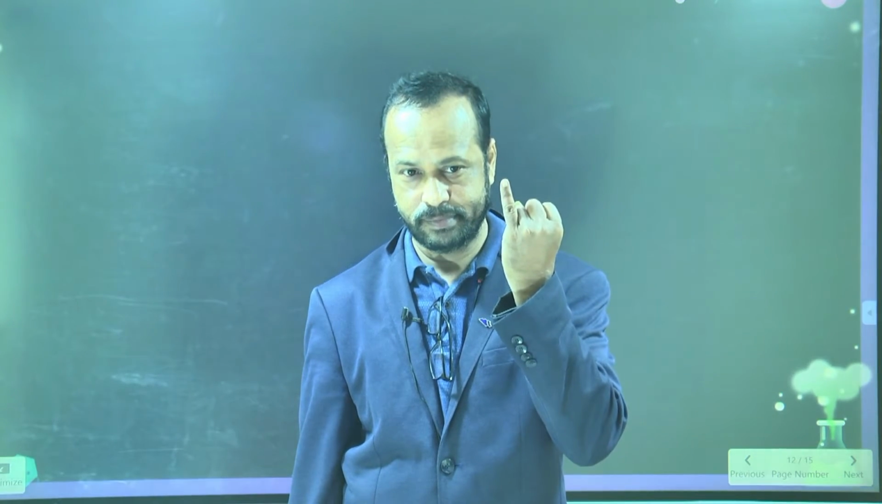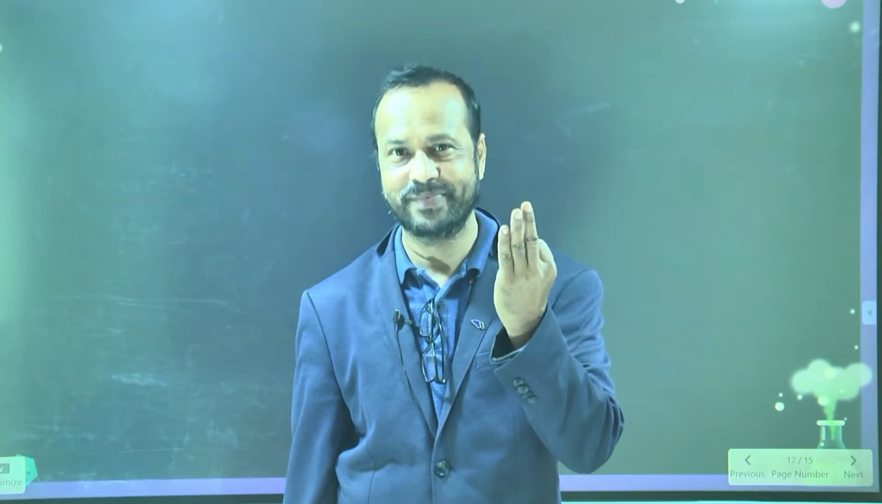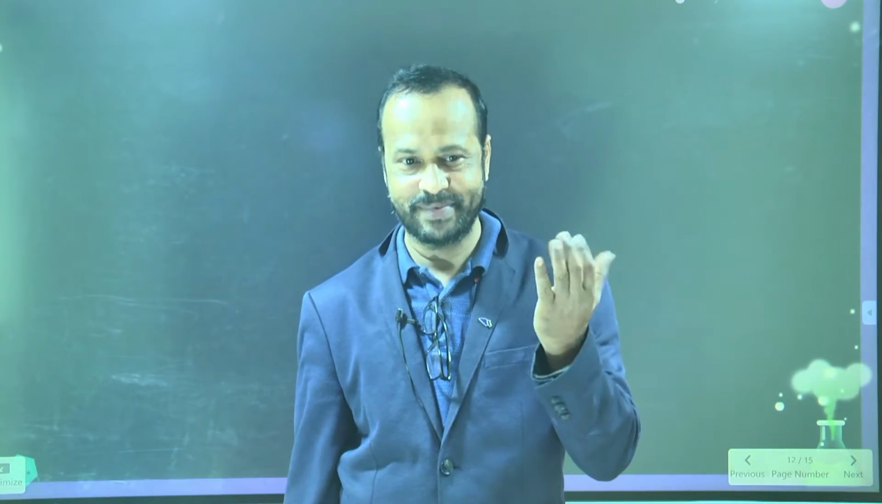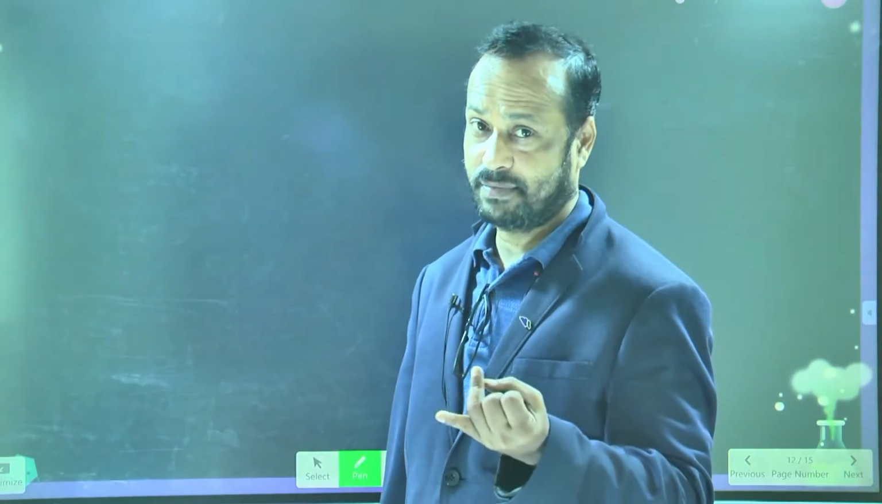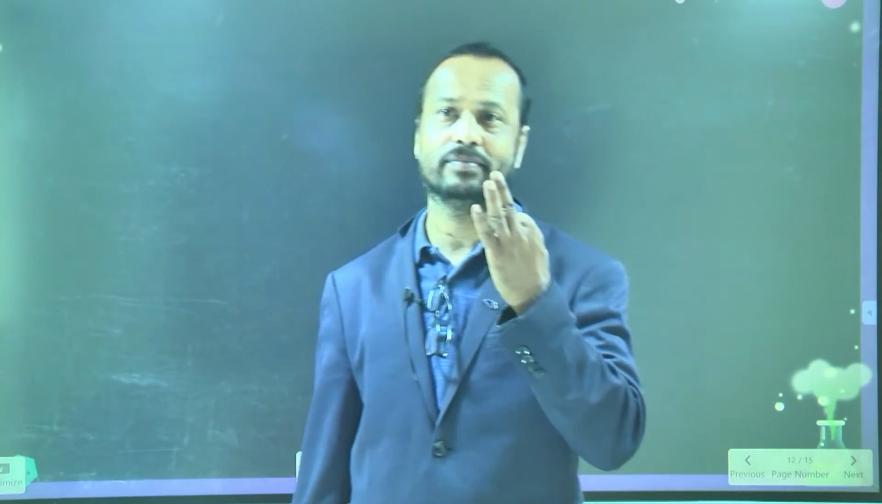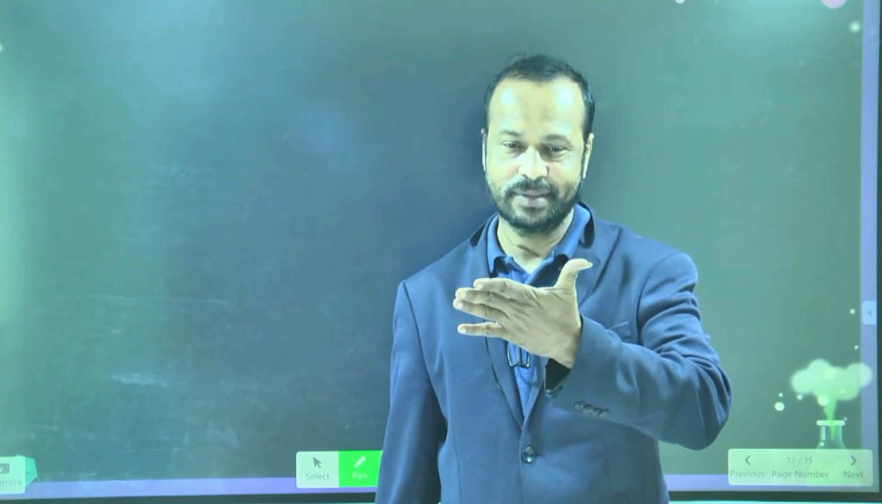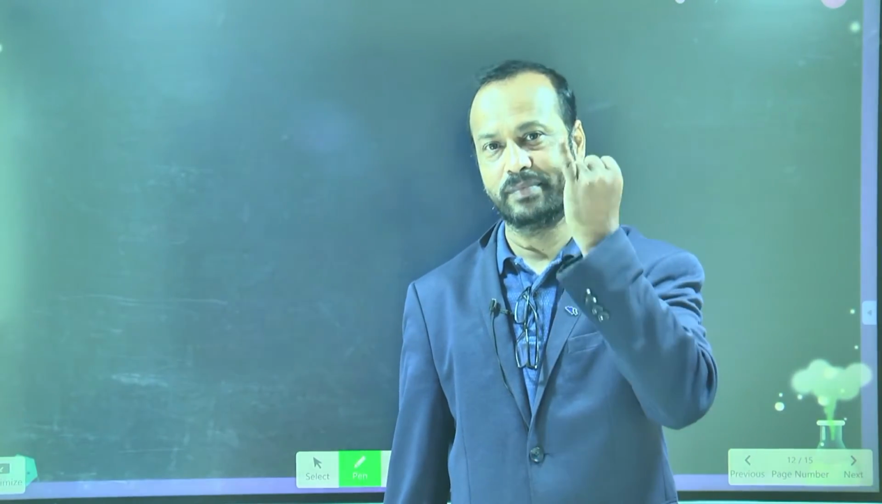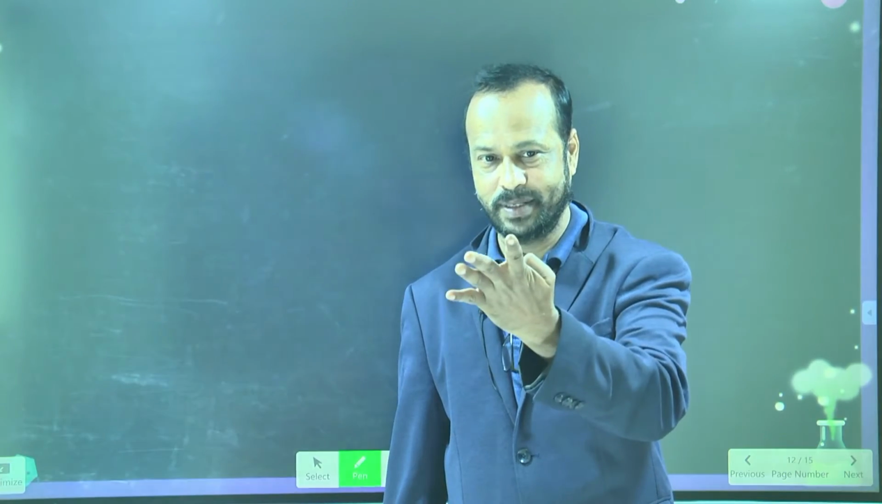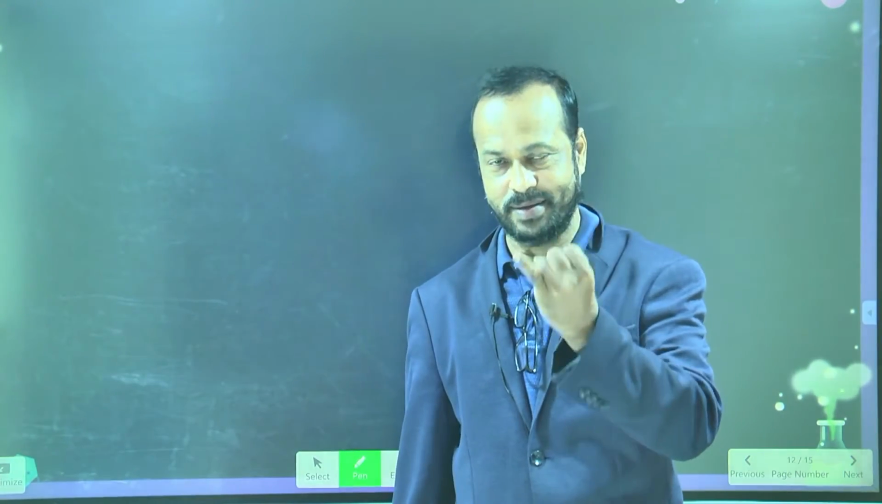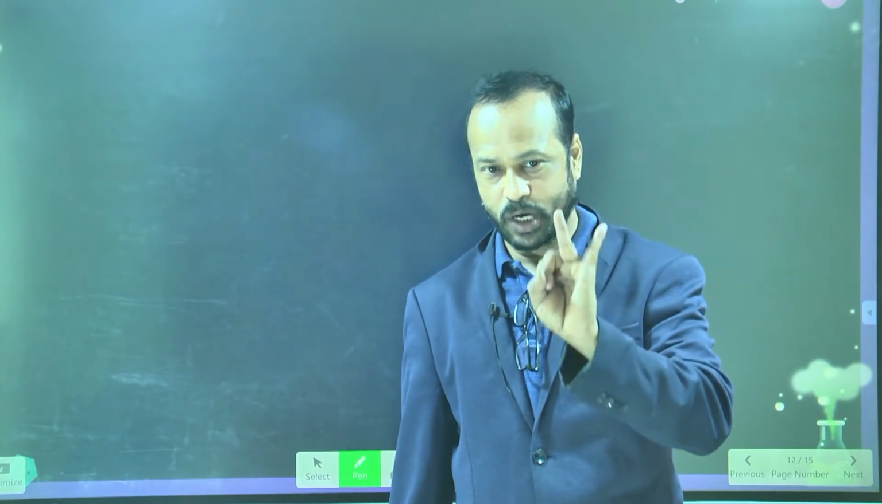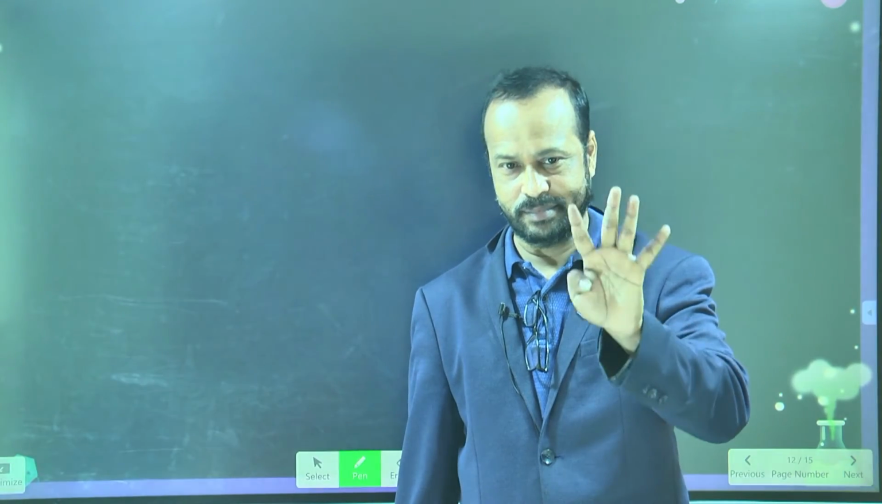Hydrogen. Helium. Lithium, beryllium, boron, carbon. After carbon, nitrogen. Fluorine, neon, sodium, silicon, phosphorus, sulfur, chlorine, argon, potassium, calcium. Very good. Very good, Chaitanya. So these are the 20 elements.